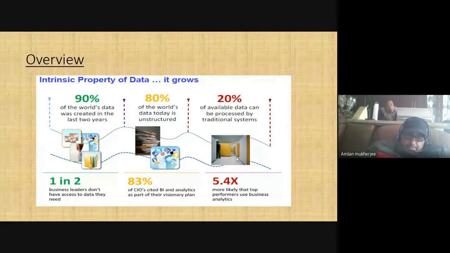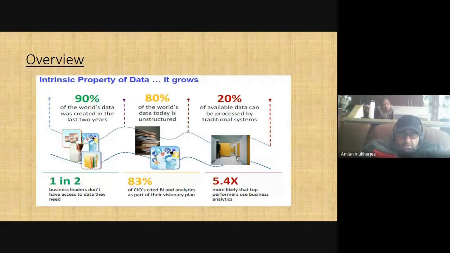But the problem is that when you are messaging something or tweeting something, you are not using structured data. So this unstructured data is very difficult to process and to come up with a strategic decision for business houses. Only 20% of the data in today's world is processed by the traditional system, like an RDBMS. You can see the statistics. You can go to the next slide.